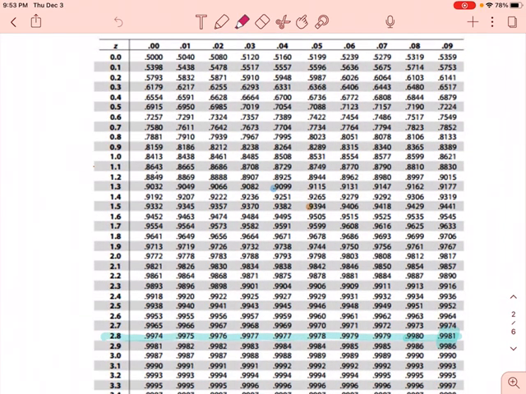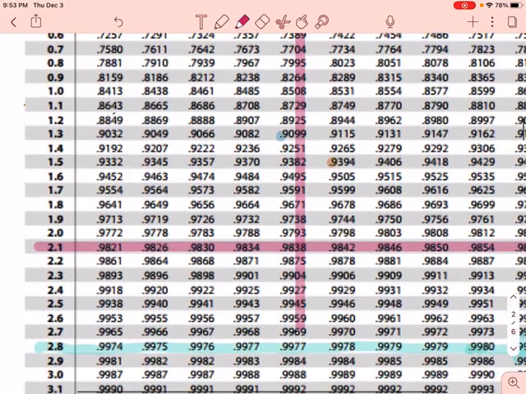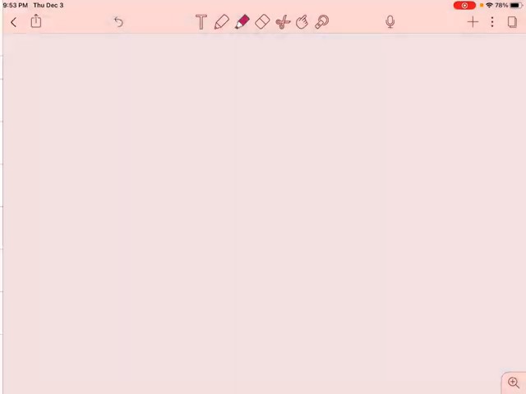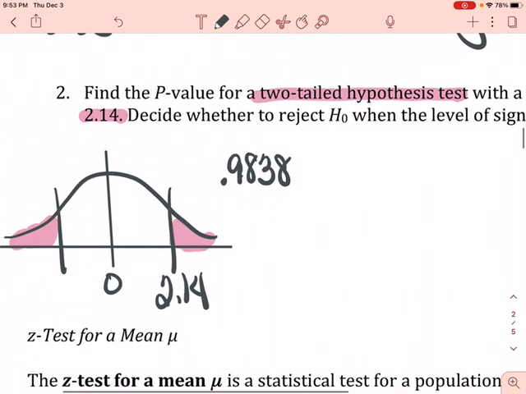.14, which is 0.89838. But we have a problem. Because it's a right tail, we're on the right side, we're on the greater than, we have to do 1 minus. So that's 0.0162.